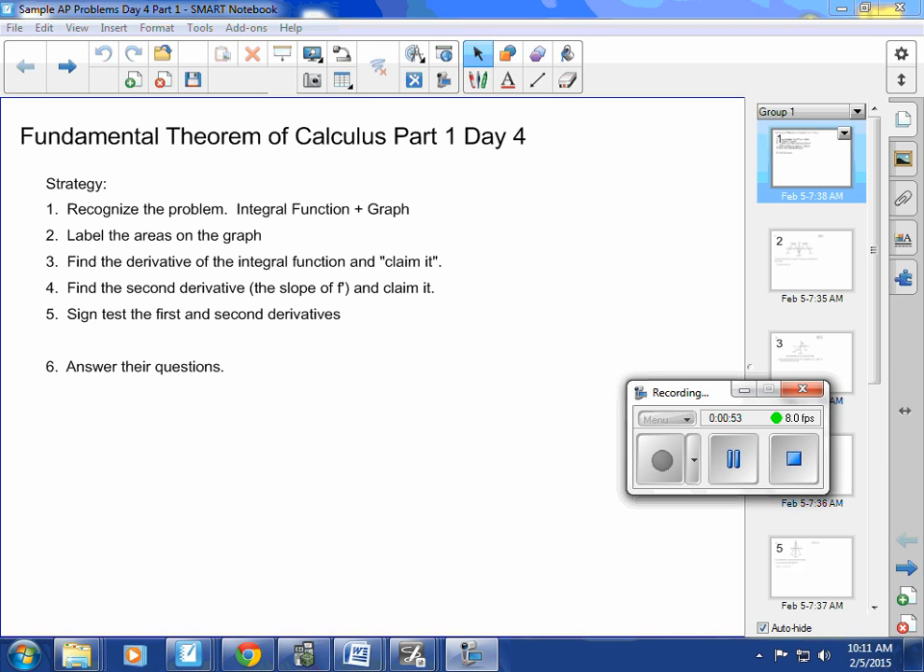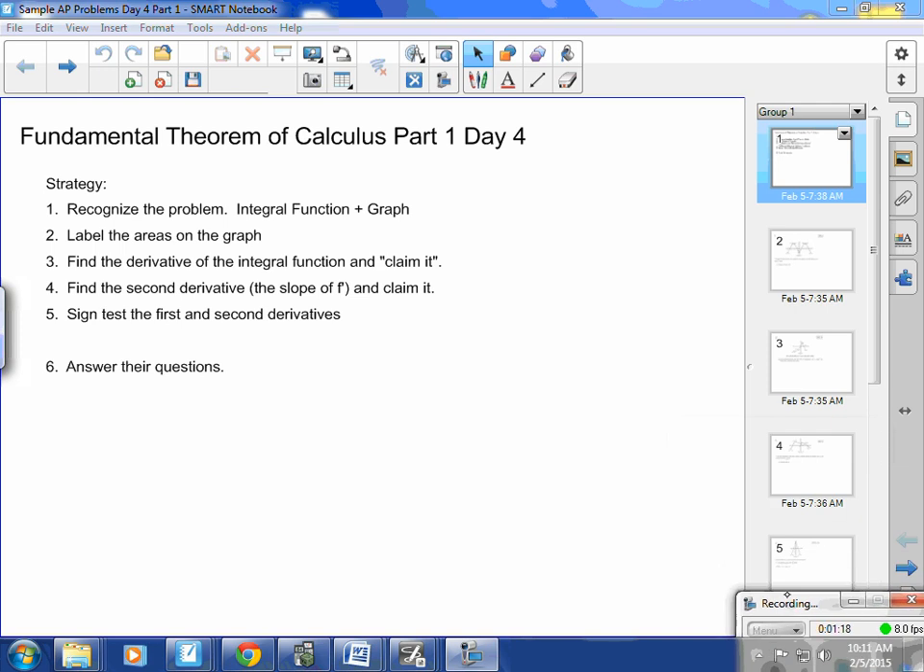Then, like we do with all derivatives, we're going to do a sign test on the first derivative and a sign test on the second derivative. And when we're done with that, then we'll worry about answering their questions. So before you even get your feet wet as to how am I going to earn points, there's a few things you have to do. Recognize it, label the areas, find derivatives. So let's take a look.